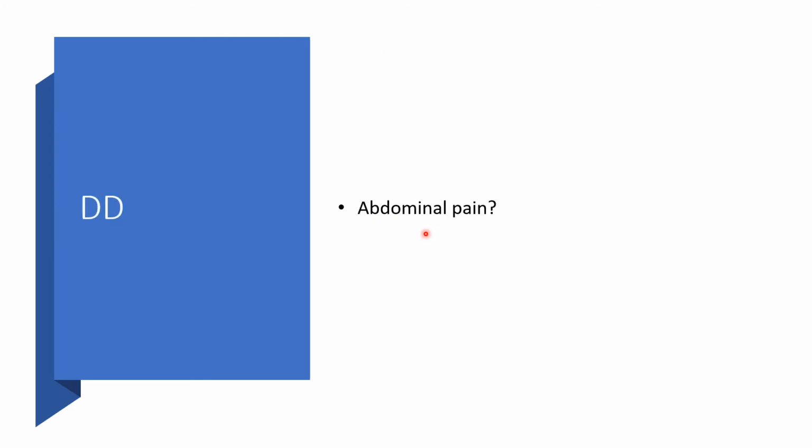Are we dealing with abdominal pain here? Let's consider small bowel or large bowel obstruction. Is there appendicitis, peptic ulcer disease, cholecystitis, food poisoning, pancreatitis, dysentery, diverticulitis, ulcerative colitis or Crohn's disease, might be typhoid fever, or simply gastroenteritis.